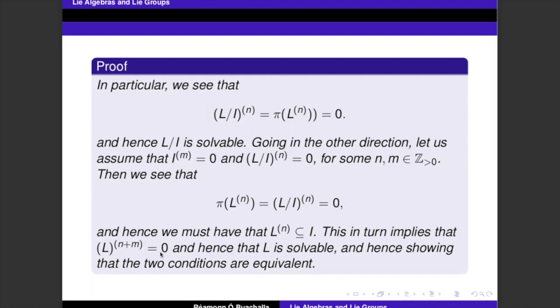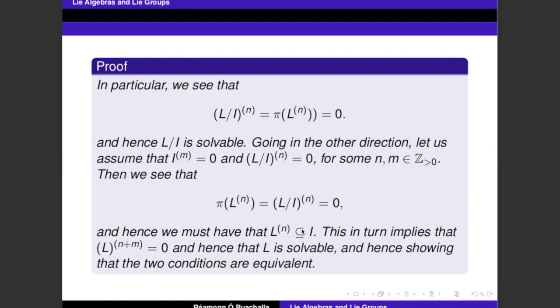Step one, just to recap, to summarize, step one is looking at the image of L to the n inside the quotient, and realizing that this has to be 0 because the nth term in the derived series of the quotient space is 0 because it's solvable. Hence, of course, this thing has to be 0. That means, what does it mean for it to be 0? It means that it's contained inside the ideal. The fact that it's 0 in the quotient space means that it was contained inside the ideal in the first place.